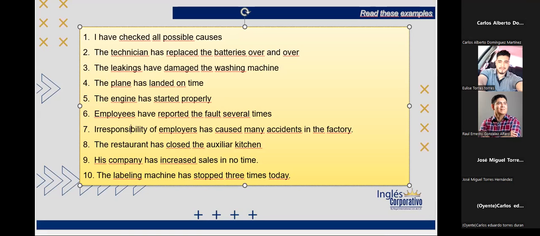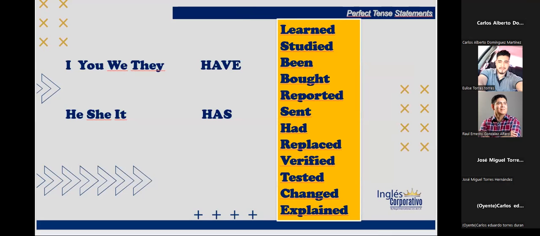So just remembering some of the verbs, okay? We use I, you, we, they with the form of the verb have, okay? This is the plural one and also for the first person and the second person in singular. It will be I, you, we, and they have learned. They have studied. They have been. He, she, it has. This is the form for the third person of the verb have.